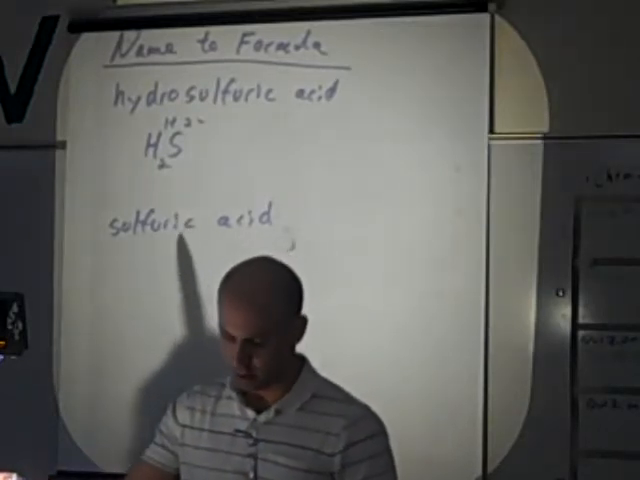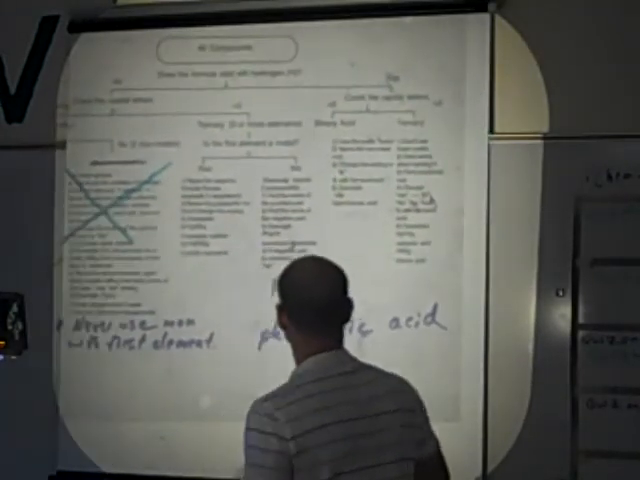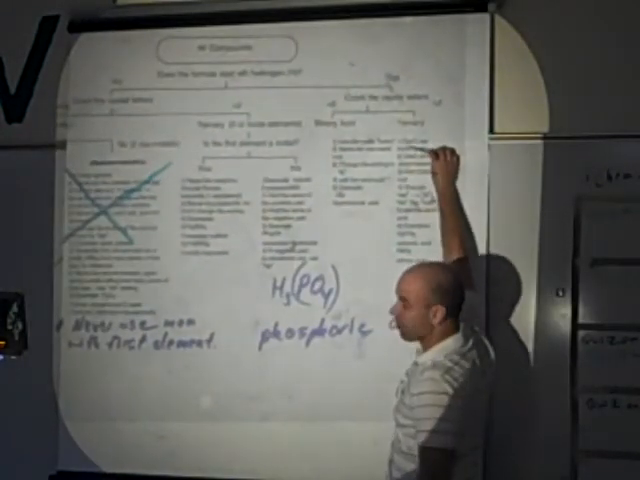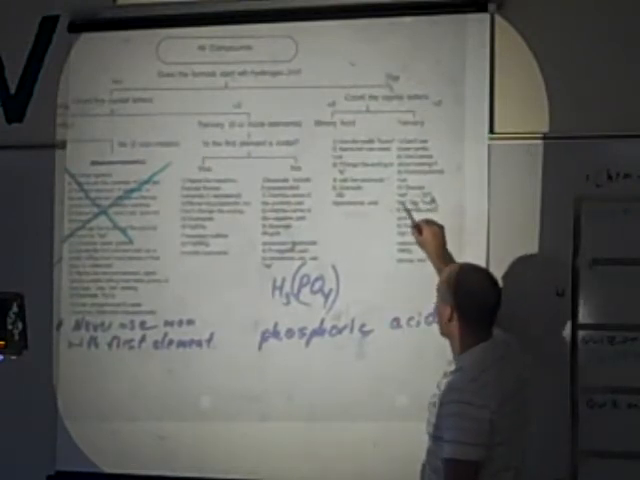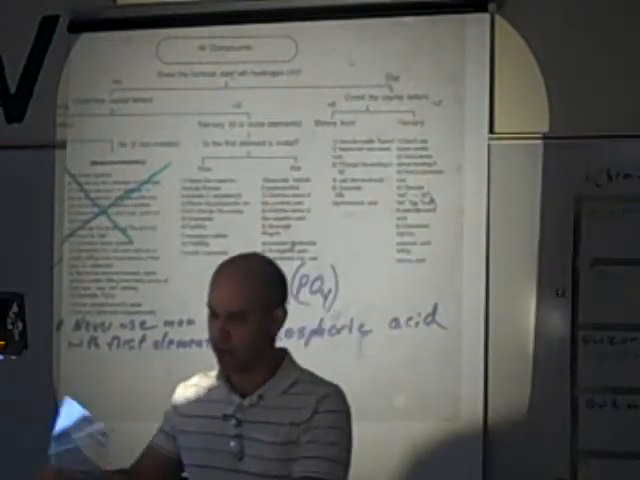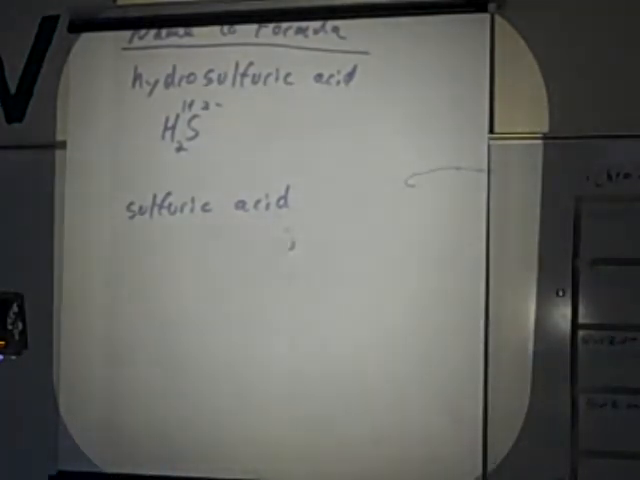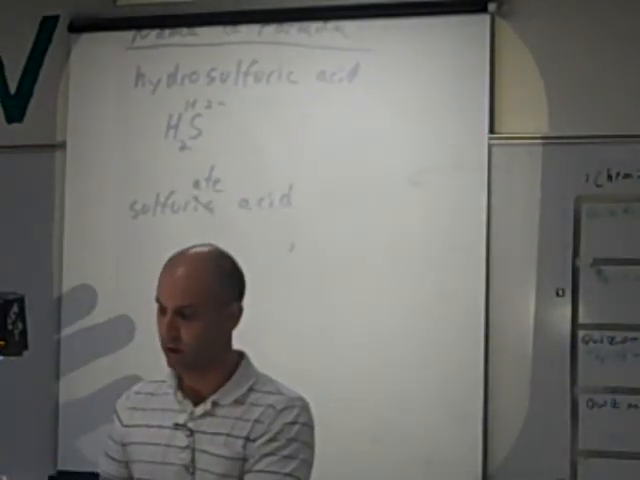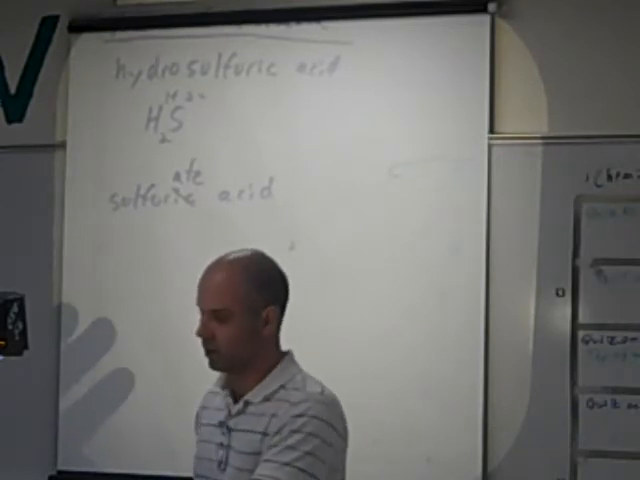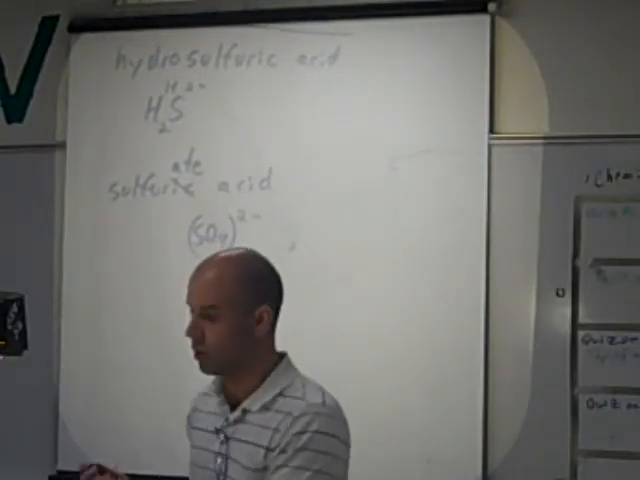Now for the ternaries, you basically reverse the steps. You go backwards up. So you're going to change ic back to ate, and ous back to ite. So it ends in ic, we change it to ate. And what is the formula for sulfate? SO4. What is the charge on it? 2 minus.